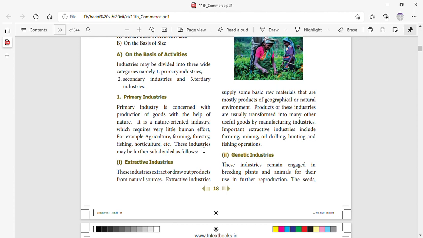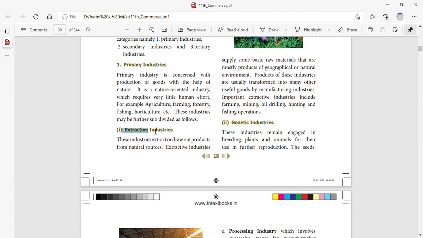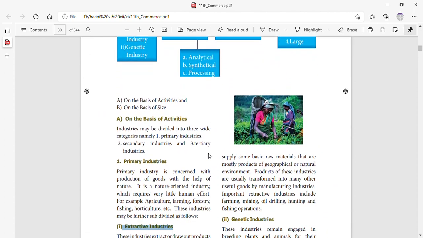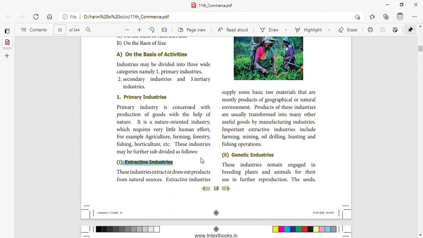So this is horticulture. So extractive industries. What are extractive industries? Extractive industries supply raw materials. So see, iron, mining, oil drilling, hunting, fishing operations, all these things come under extractive industries.